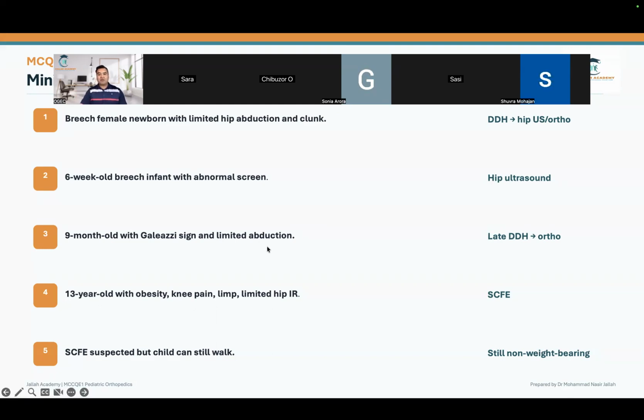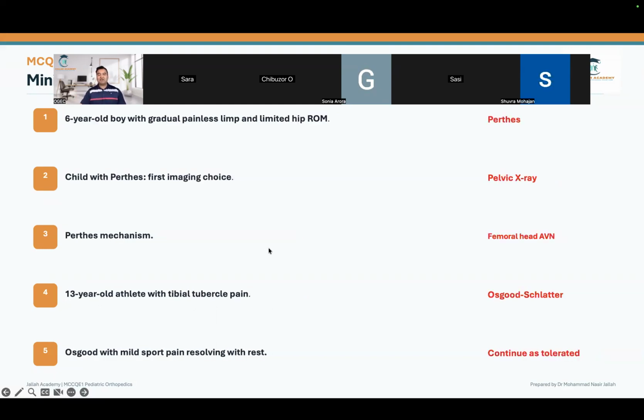Still no weight bearing because it makes the slippage worse. Now you have another case, 6 years old with a gradual painless limp and limited hip range of motion. First of all, what is the age? The age is 6. So 6 to 8, 4 to 8, 6 is right in the middle. So 6, probably if my patient has a limp, it might be Perthes.